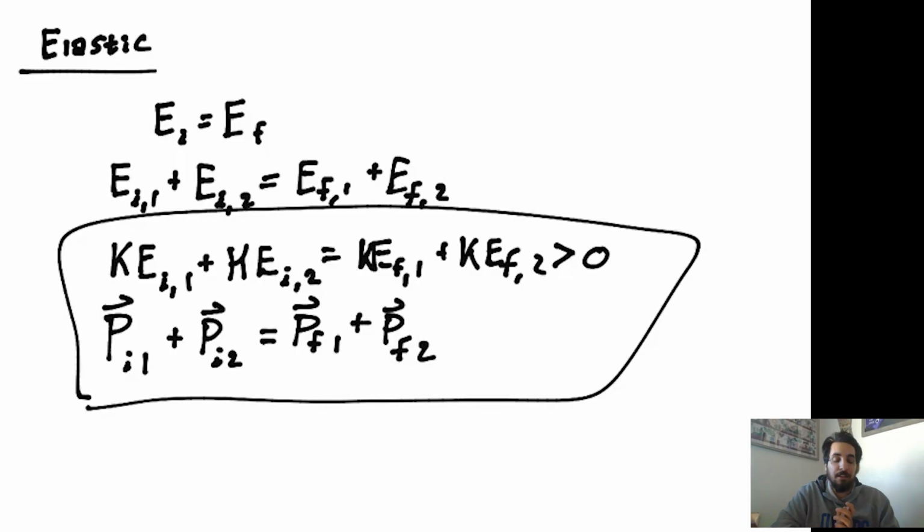This applies to anything, not just carts. This applies to any objects that are going through some sort of bouncing-off type collision. So this would be elastic collisions, and very specifically, this would be considered perfectly elastic collisions.